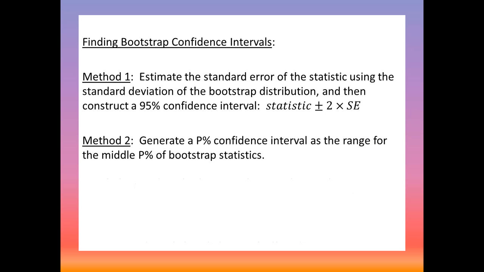Now we have two ways of finding bootstrap confidence intervals. What I have listed as method 1 will only work for 95% confidence. That's what we were doing in section 3.3, where you can compute the confidence interval as the statistic plus or minus 2 times the standard error. For any other confidence level, you've got to use method 2, but method 2 would also work for 95% confidence.